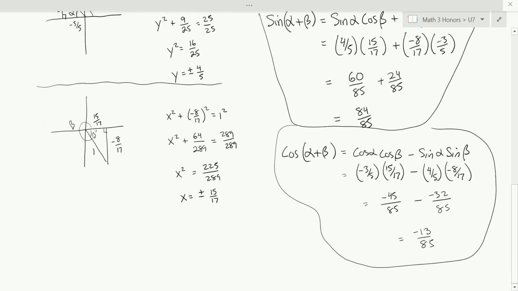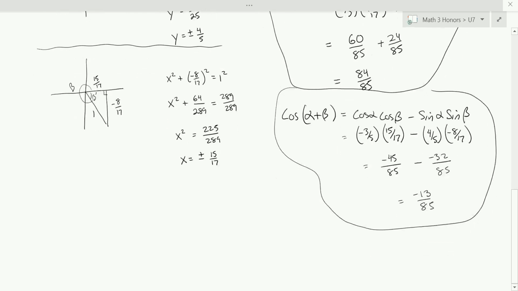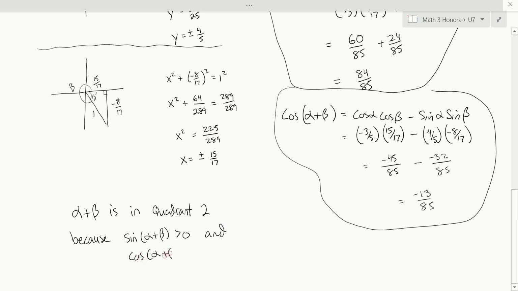2. And so we need to give a good explanation. You could say that alpha plus beta is in quadrant 2, because the sine of alpha plus beta is positive, and the cosine is negative. And there we have it.